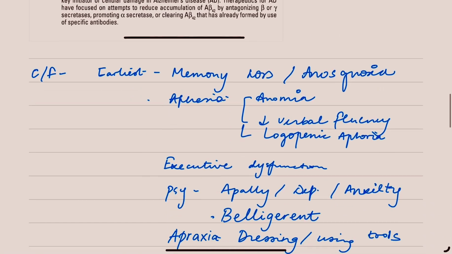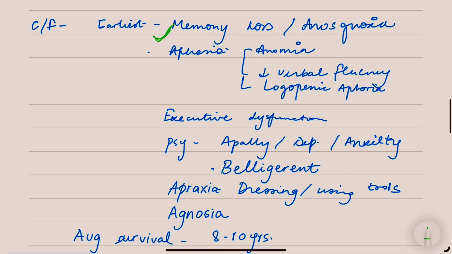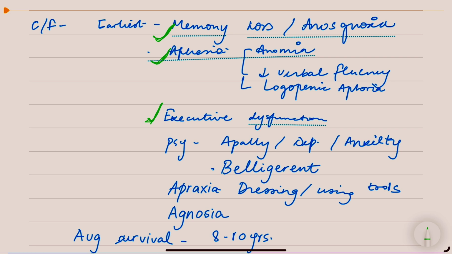Okay, now what are the clinical features of Alzheimer's disease? The earliest feature is memory loss, anosognosia, and then the patient will have aphasia, anomia. Patient will have difficulty in finding words. He will have decreased verbal fluency. Then he will have executive dysfunction. He will have problems in planning and coordination, visuospatial dysfunction.